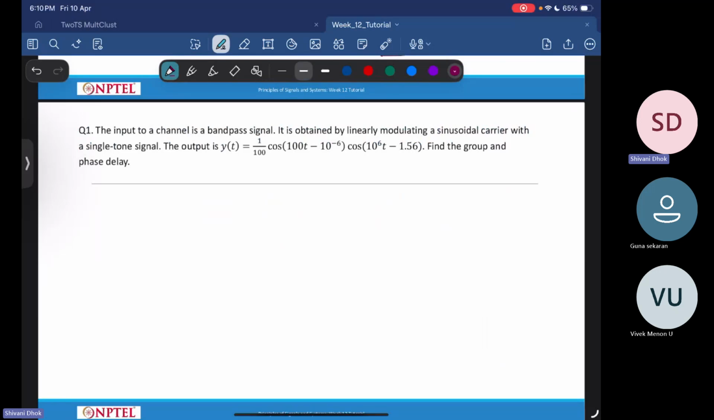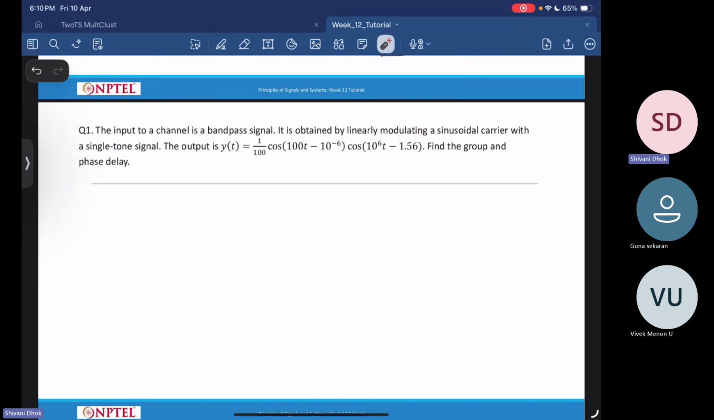Let's move on to the next, to the first question. So it says that the input to a channel is a bandpass signal. It is obtained by linearly modulating a sinusoidal carrier with a single tone, and the output is given by y of t is equal to this. Find the group and phase delay.